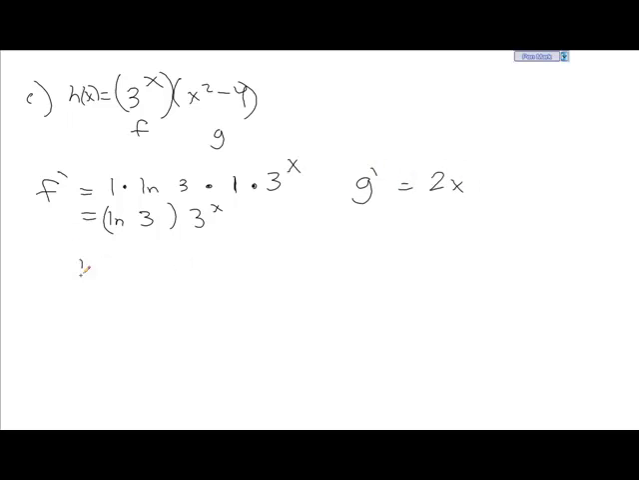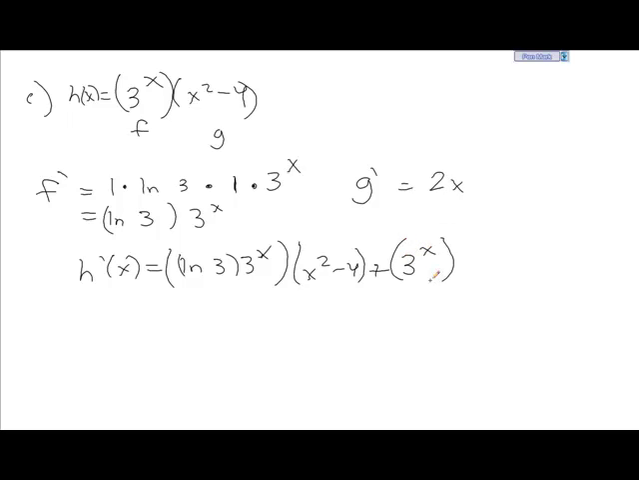And now h prime of x will be equal to f prime g. So f prime is natural log of 3 times 3 to the x. I'll just go ahead and put that all in parentheses. And now g is x squared minus 4. That's our original g. Plus fg prime. So f is 3 to the x, g prime is 2x, and we are done.